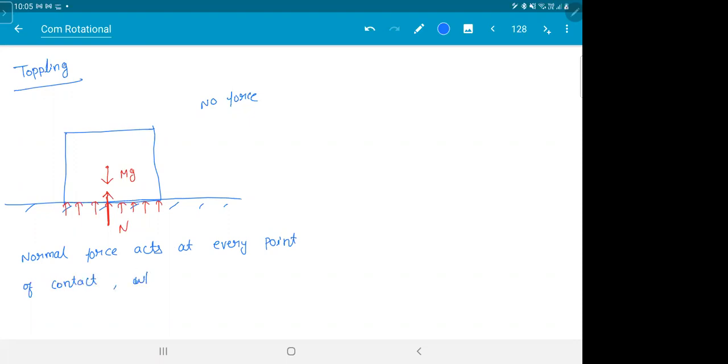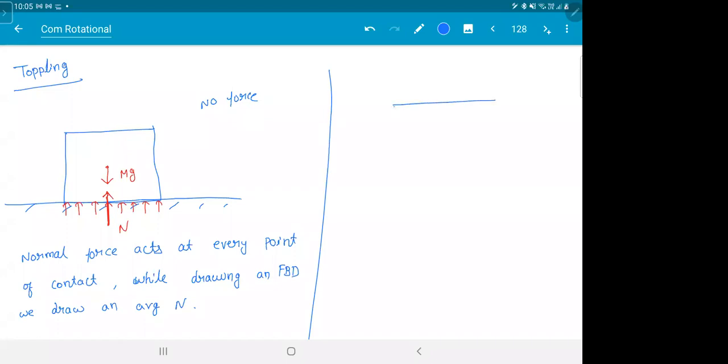So while drawing an FBD, we draw an average. That's what we have been doing till now. We always consider it to be a particle, so it never bothered us. But what happens if there is a force? Let's say you're applying force F here. Now things change.